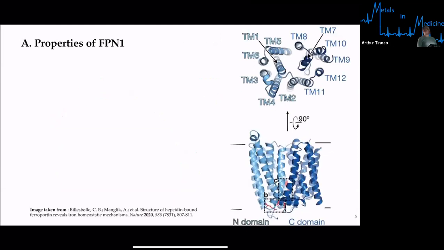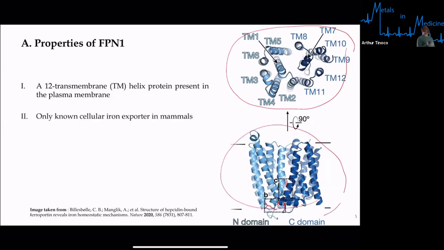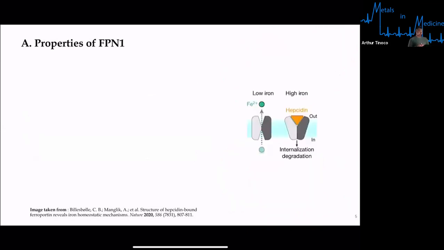So let's talk a little bit more about the properties of the ferroportin transporter. It is a 12 transmembrane helix protein, and here I'm just representing the structures that correspond to this particular protein. Those are the transmembrane helices, and here's a perspective of it with all the alpha-helical structure that they have. It is known to be the only iron exporter in mammals, and it plays a very key role in iron recycling. So it is essential for controlling the concentration of iron that we have.